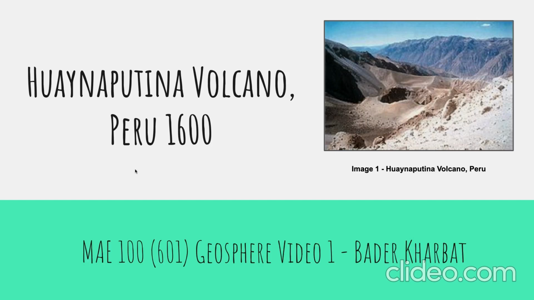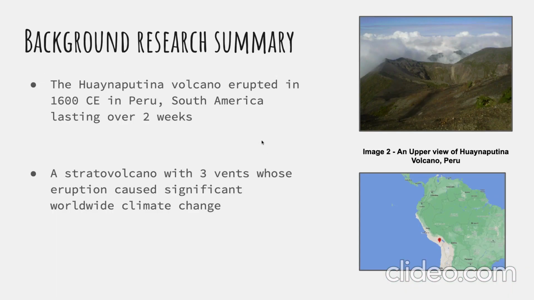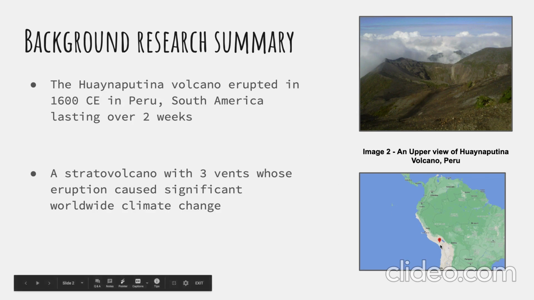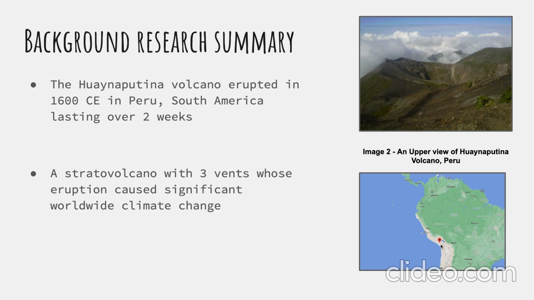MEA 100 will be presenting on the volcano known as Huaynaputina, which erupted in 1600 within Peru. On the right over here, we see an image of Huaynaputina, and we'll get into what exactly happened during the eruption. So Huaynaputina, of course, erupted in 1600. Over here, you can see the rough location of where Huaynaputina is within Peru, roughly South Peru, in which the eruption itself lasted a little over 2 weeks, about 18 days.